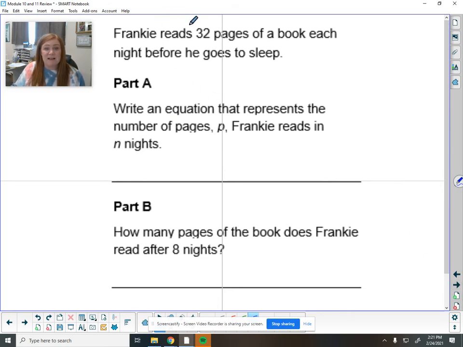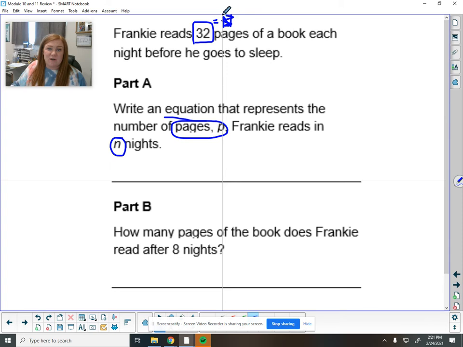This problem tells us that Frankie reads 32 pages of a book each night before he goes to sleep. So this is the total he reads, but it's not the total of the book. Just keep that in mind. We may or may not need to know that. So we want an equation that represents the number of pages Frankie reads in n amount of nights. So this is for one night. Every night he does 32 pages.